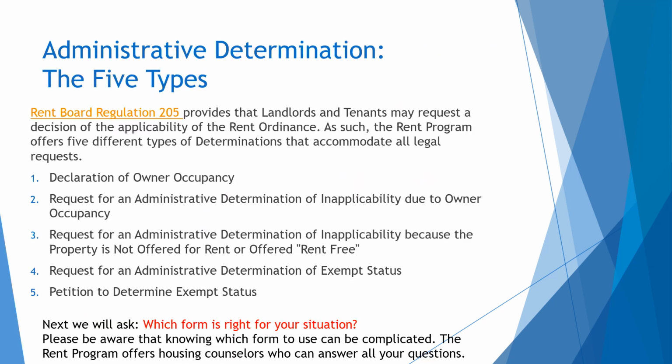As the mechanism to change the legal status of the property, the Rent Program has created 5 different forms to accommodate all types of claims. Those 5 forms are listed. First, the Declaration of Owner Occupancy. Second, the request for an administrative determination of inapplicability due to owner occupancy. Third, the request for an administrative determination of inapplicability because the property is not offered for rent, or it is offered but is rent-free. Fourth, the request for an administrative determination of exempt status. And fifth, the petition to determine exempt status.